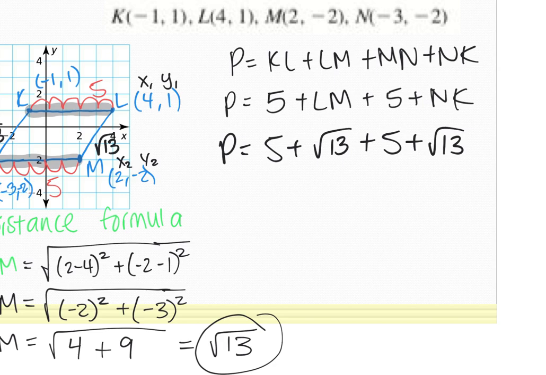What can I combine in my perimeter statement? The 5 and the 5. Highlight them using one color. 5 plus 5 should give me what? 10. So we're going to write 10 plus, if I have 2 square roots of 13 and I add them together, what am I going to get?